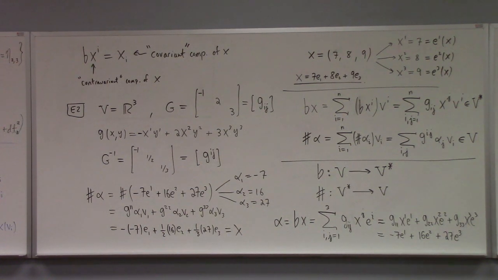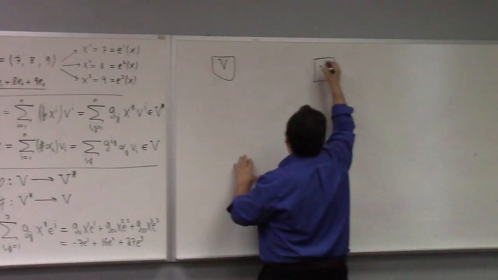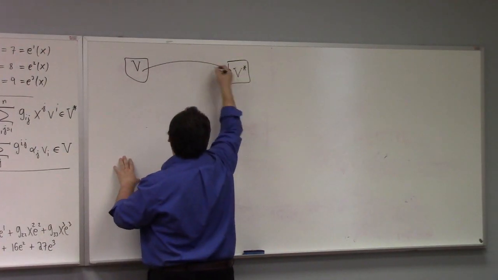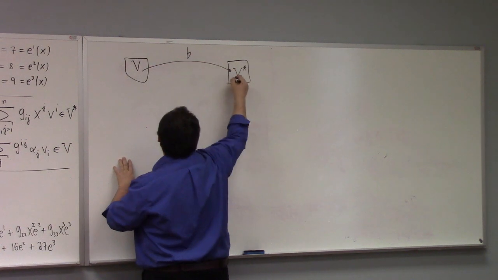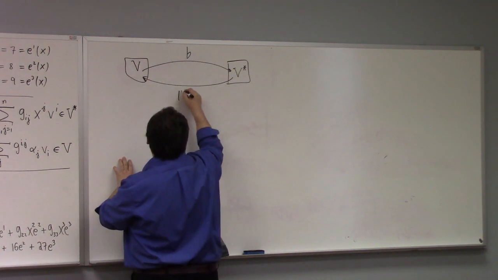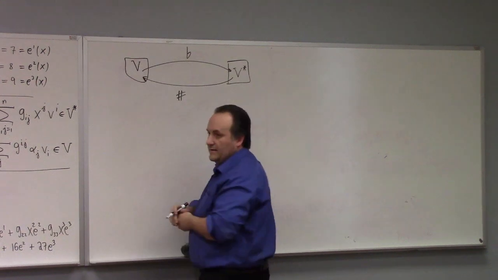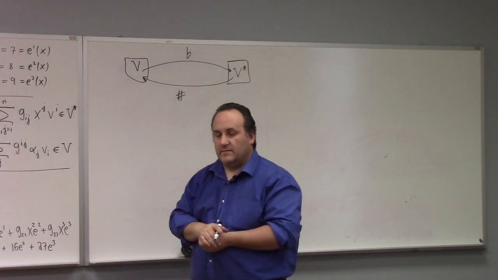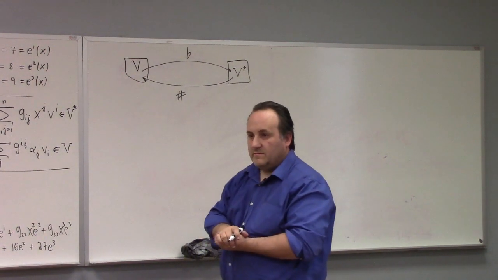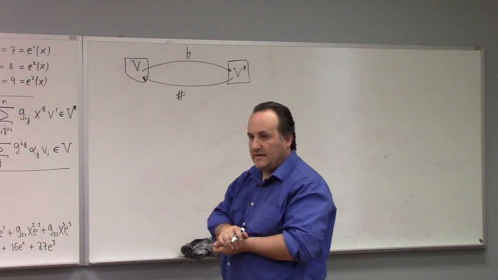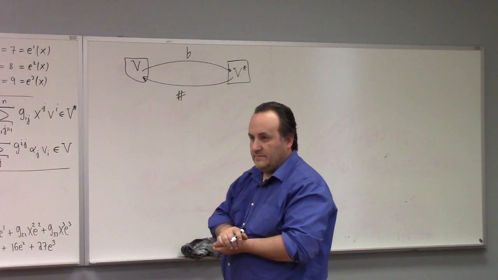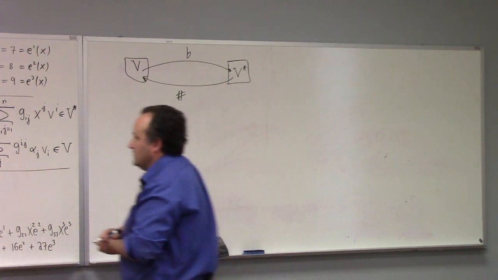But what I hopefully have just demonstrated is that we could look at V here, and we can look at V dual over here, and the flat map takes me like that, and the sharp map takes me like this. And we could do this calculation in general, rather than just for my example, and get the same result. Maybe it would be a good calculation to do.